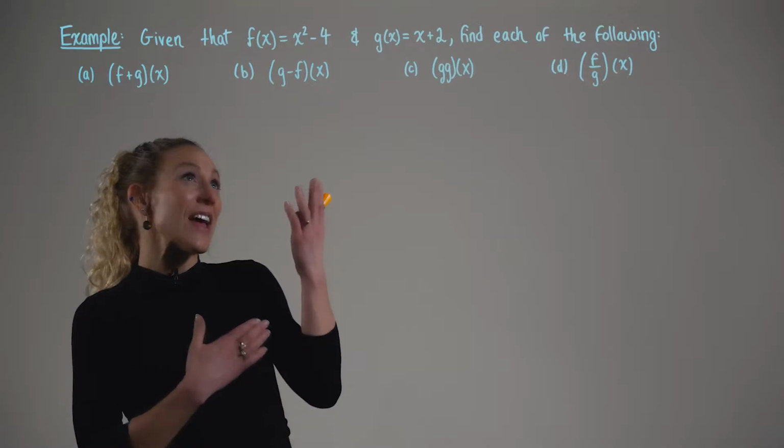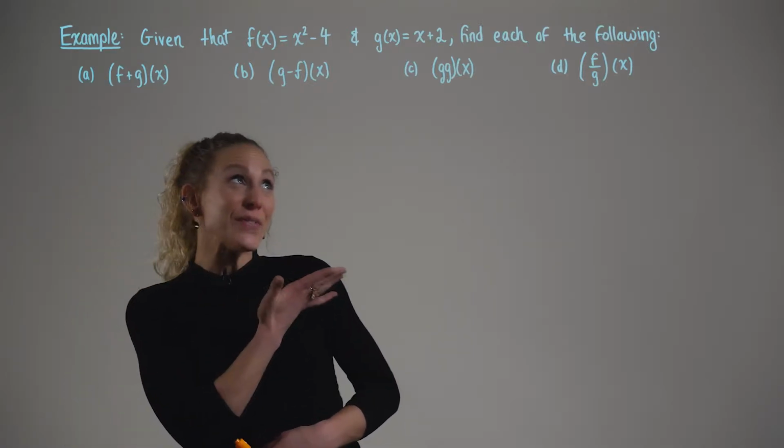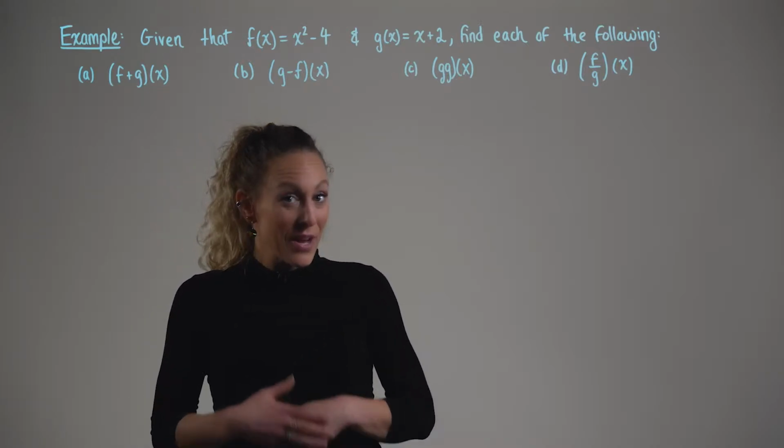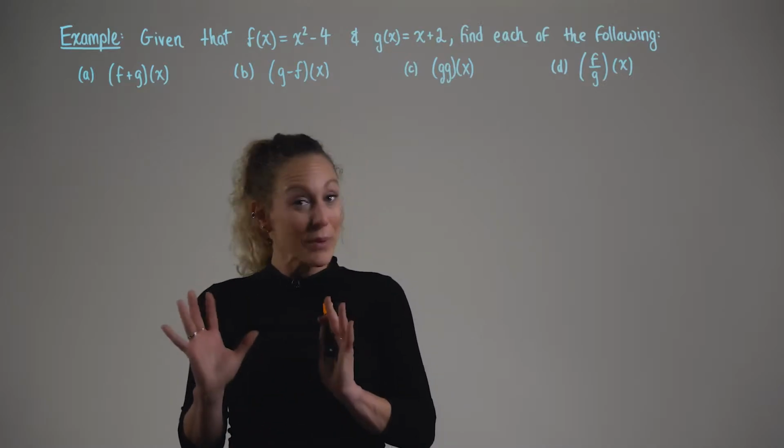Given that the function f of x is equal to x squared minus 4 and g of x is equal to x plus 2, find each of the following algebraic operations. So here we have 4 parts.